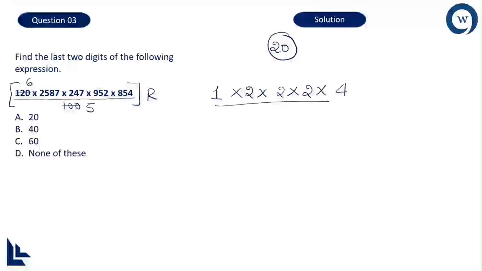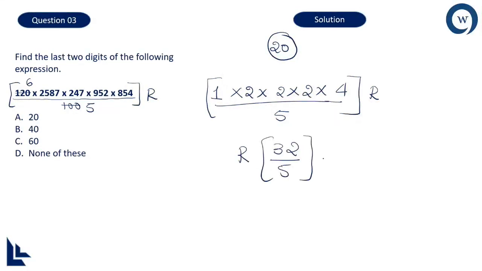So total remainder will become 4 into 2 into 2 into 2, and now I think it is definitely more than 5. So if it is more than 5, you have to again divide it by 5. 4 into 2 is 8, into 2 is 16, into 2 is 32. So now tell me, what is the remainder when 32 is divided by 5? Quickly. 32 divided by 5, remainder is 2, right?